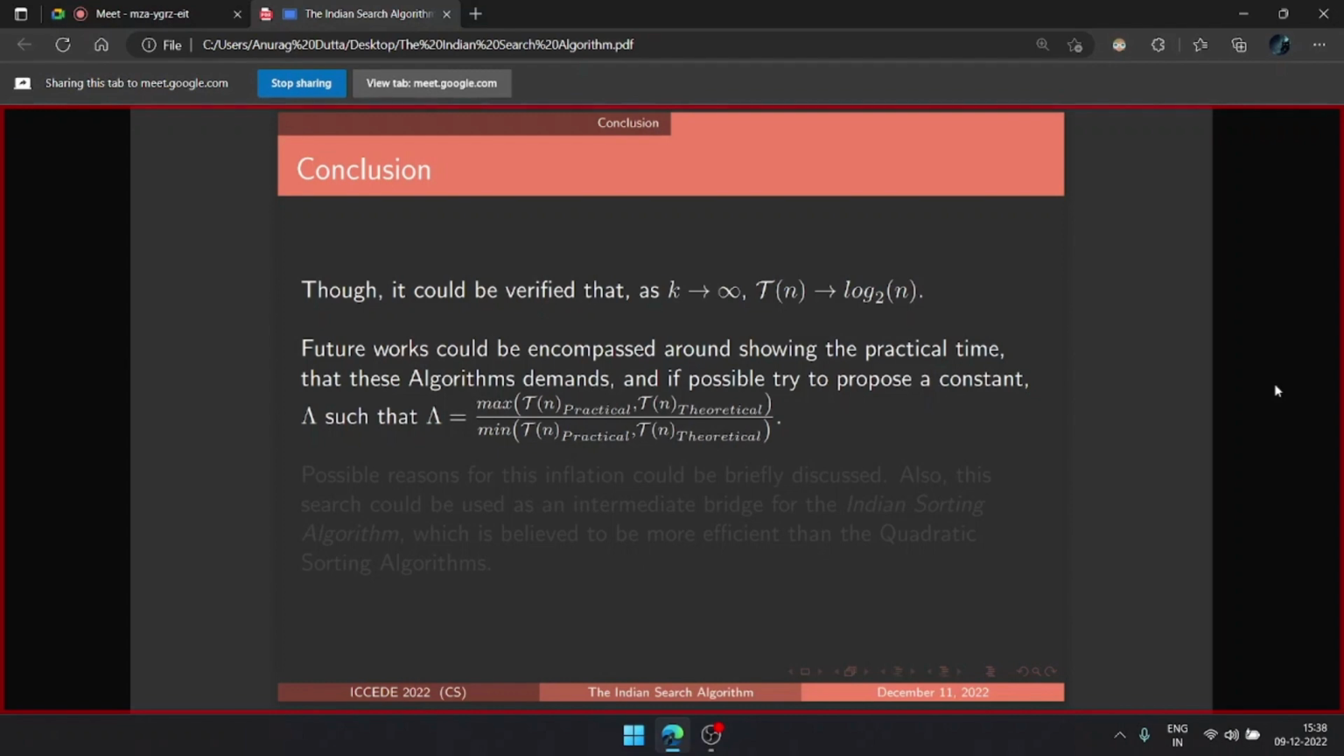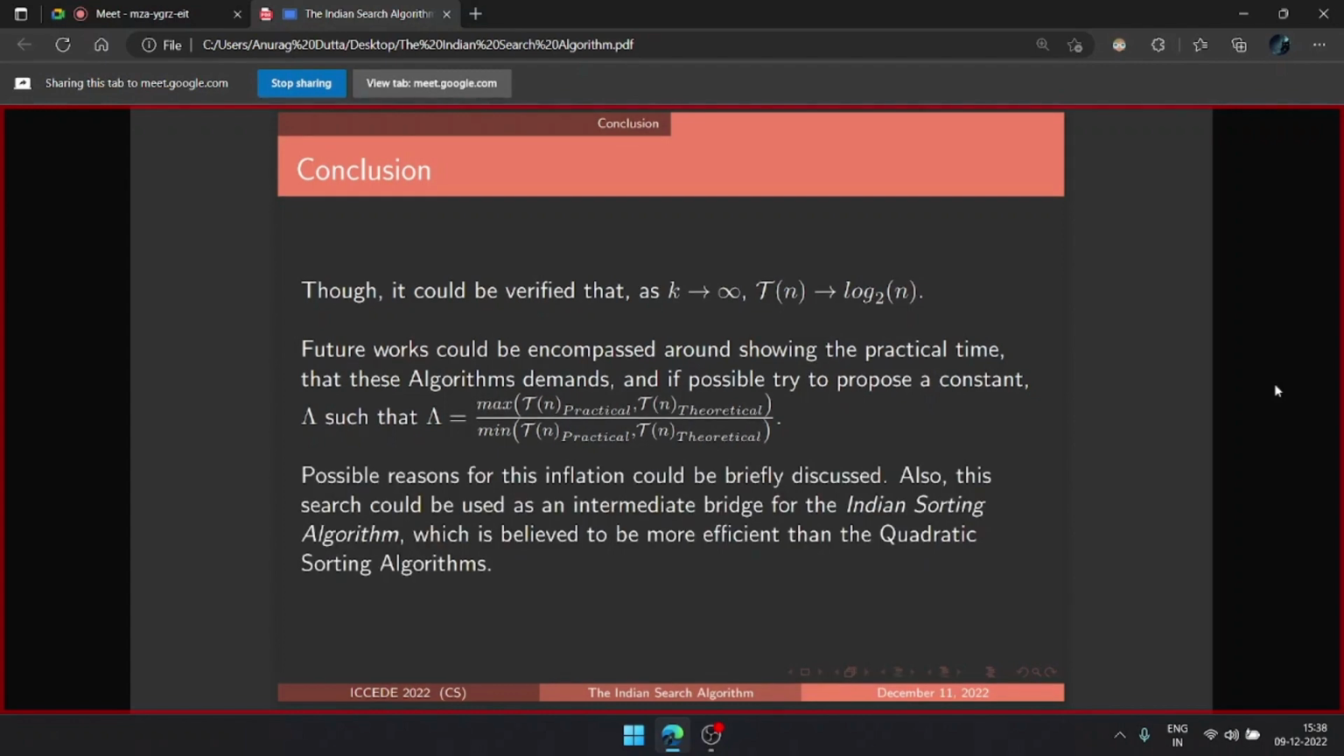Now, the future work could be centered around showing the practical time that this algorithm demands, and if possible, we could try to propose a constant lambda, such that lambda would be the ratio of the maximum of these two particular times, that is the practical time and the theoretical time, upon the minimum of these two values. Possible reasons for the inflation could be briefly discussed. Also, this search could be used as an intermediate bridge for the Indian sorting algorithm, which is believed to be much more efficient than the quadratic sorting algorithm.